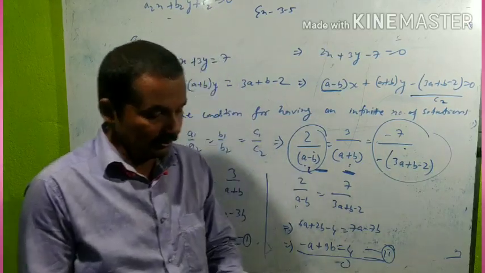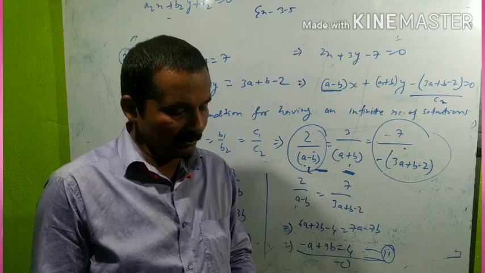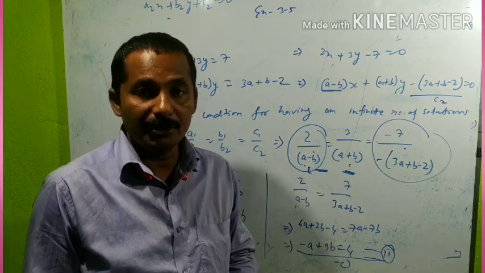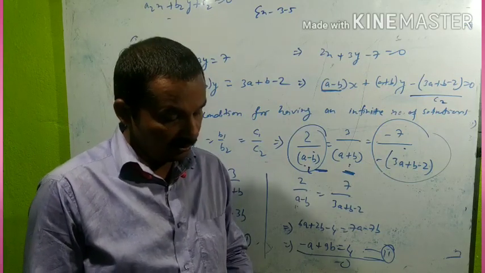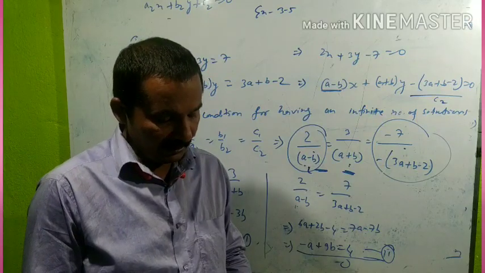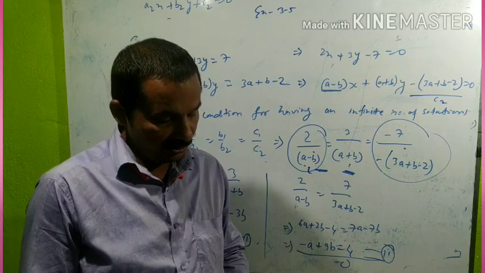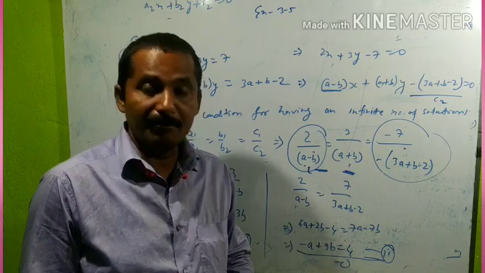Now question number 3. Solve the following pair of linear equations by substitution and cross multiplication method. I think you can do it easily. And question number 4, form the pair of linear equations in the following problems and find their solutions if they exist by algebraic method.